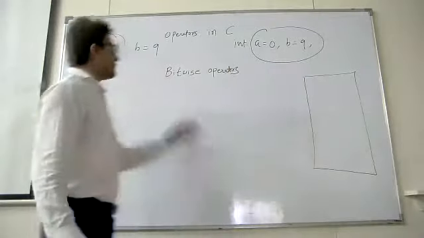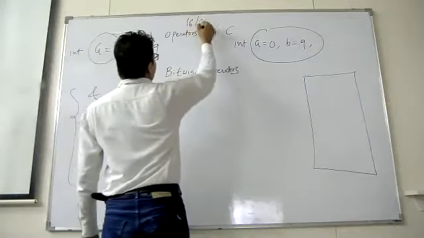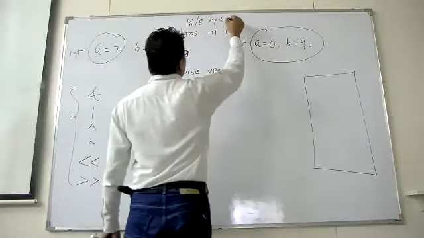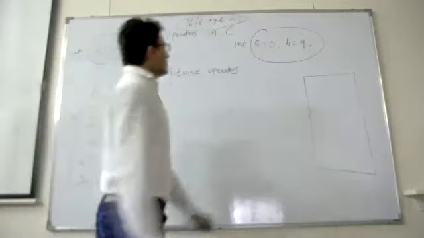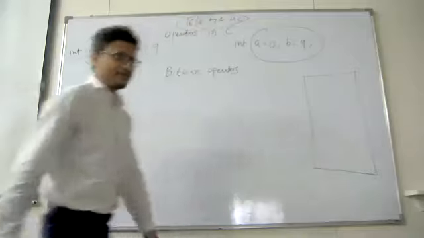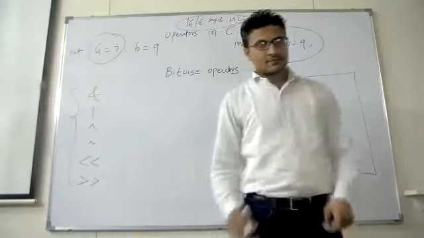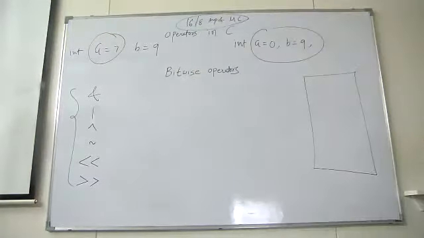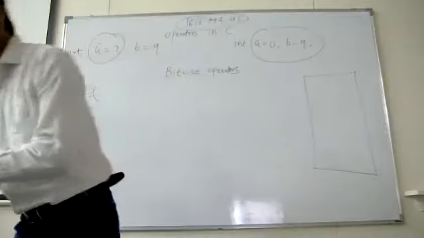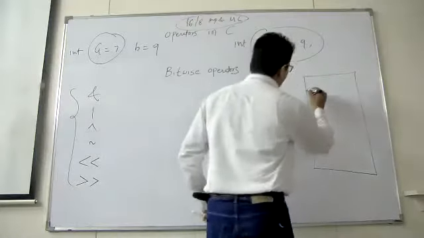So how will the compiler store this A, on a 16-bit or 8-bit microprocessor or microcontroller? It is an integer data type. Integer takes 2 bytes, so A will get 2 bytes and B will get 2 bytes. So it will store like this.